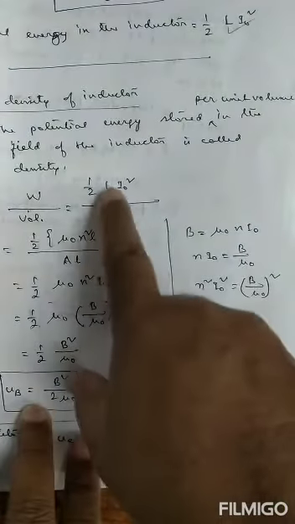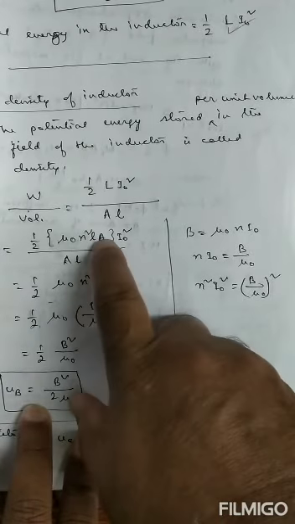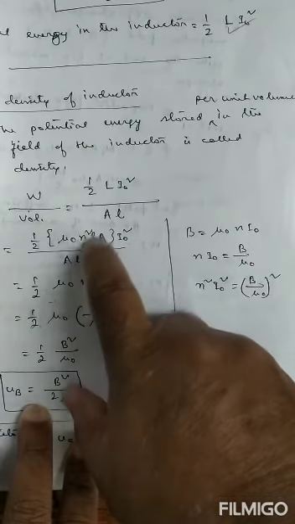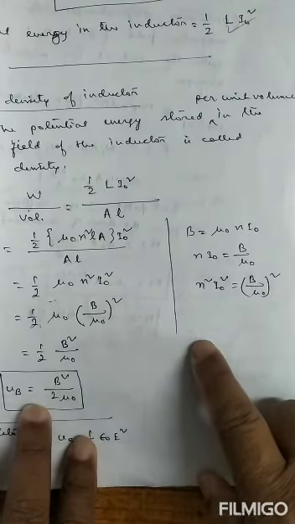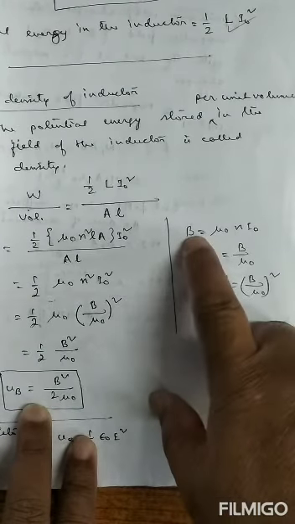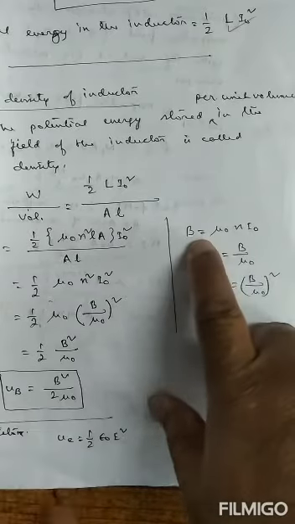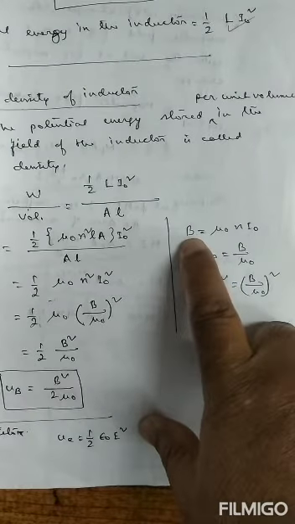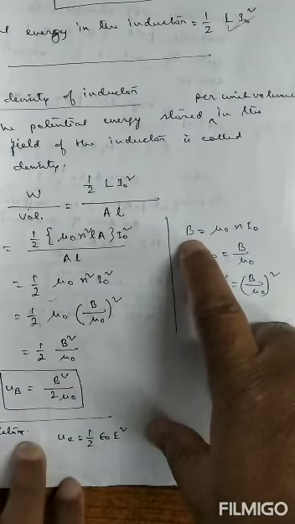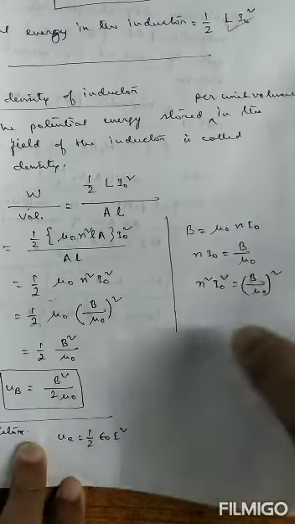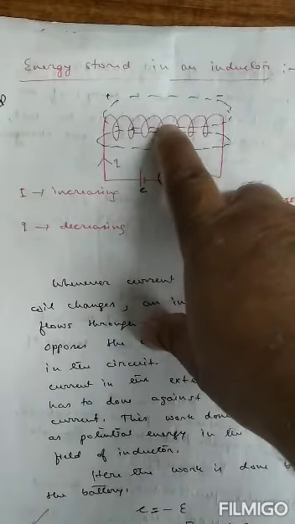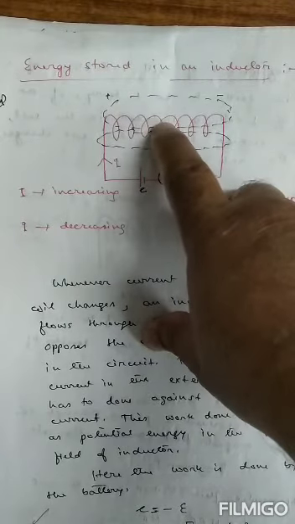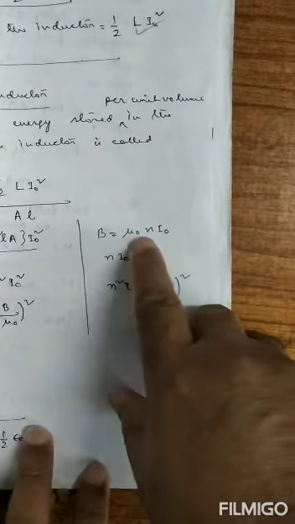So we substitute the value of capital L here. This capital A gets cancelled. This small l gets cancelled. We are getting this. What is capital B? μ0 Ni. Capital B is the magnetic field produced around the axis of the coil. When current I passes through this coil, a magnetic field is produced around it. What is the value of magnetic field along the axis of this coil? This magnetic field is called B, which is μ0 Ni.